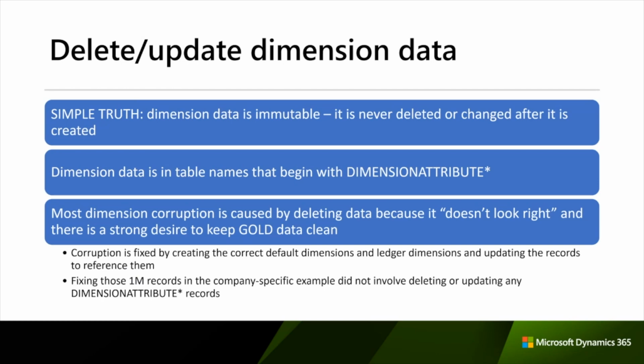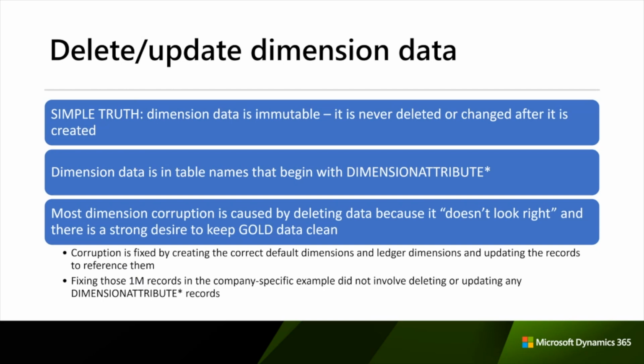Dimension data is anything in tables whose names begin with dimension attribute. And in general, most dimension corruption is, like I said, caused by deleting data, and it's done because it doesn't look right. You see those two dimension attribute value combinations, they look exactly the same, so you automatically think they shouldn't be there. And we have a strong desire to keep gold data clean for go-lives and things like that.